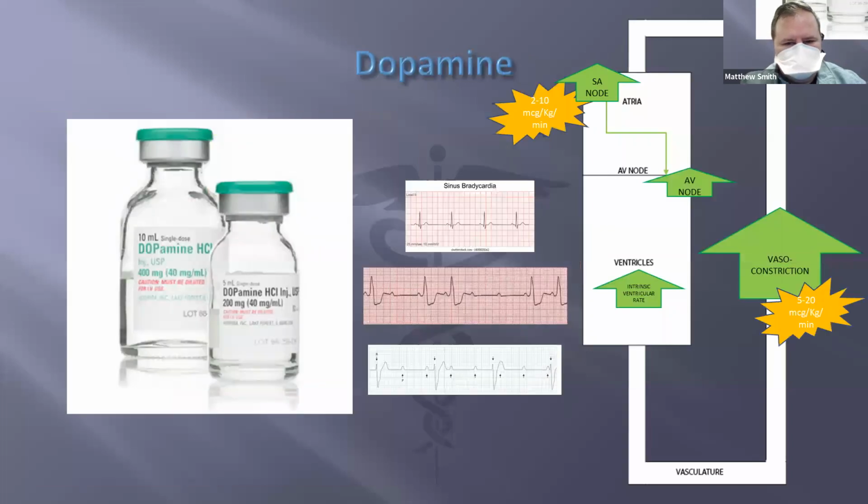Now, if we look at dopamine, dopamine is kind of a tricky drug. Dopamine is somewhat dose dependent. What that means is that it's thought that dopamine at doses of 2 to 10 micrograms per kilogram per minute has a primarily chronotropic effect. What that means is it increases the heart rate.